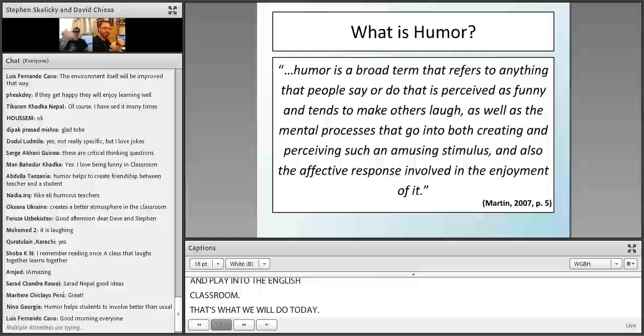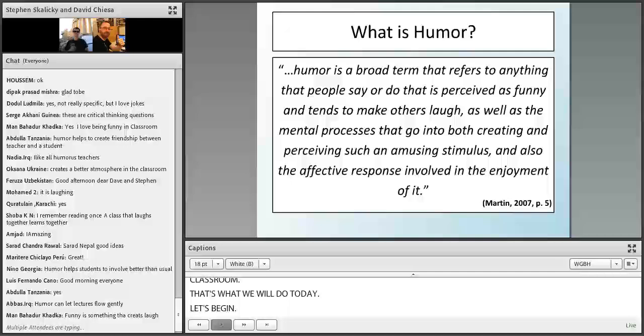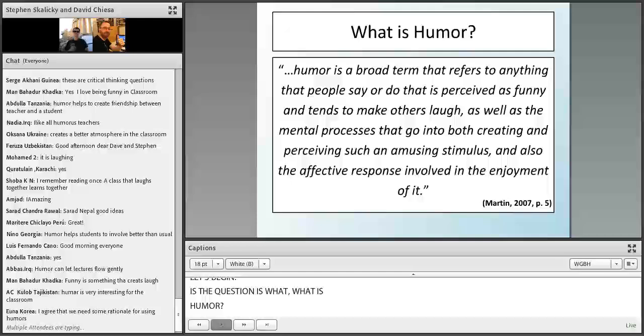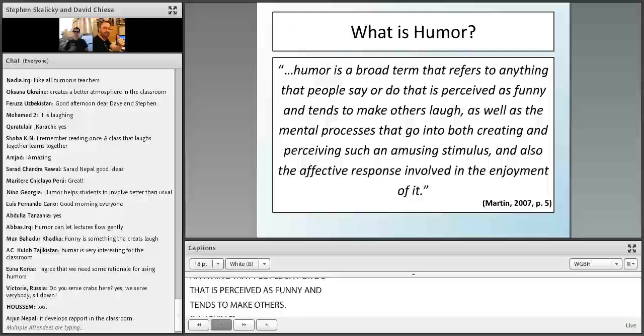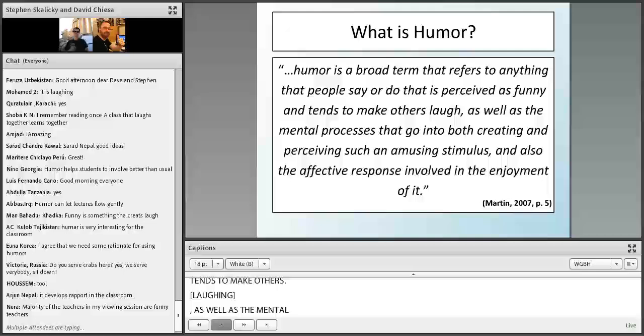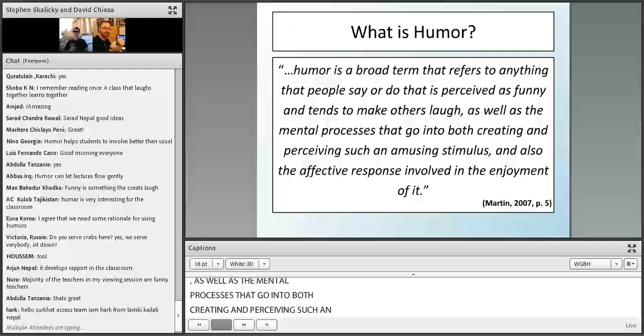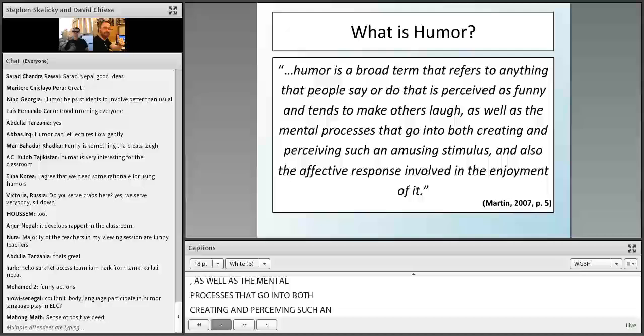The question is, what is humor? Martin 2007 said that humor is a broad term that refers to anything that people say or do that is perceived as funny and tends to make others laugh, as well as the mental processes that go into both creating and perceiving such an amusing stimulus, and also the affective response involved in the enjoyment of it. This is a very big definition, so we decided to break it down.